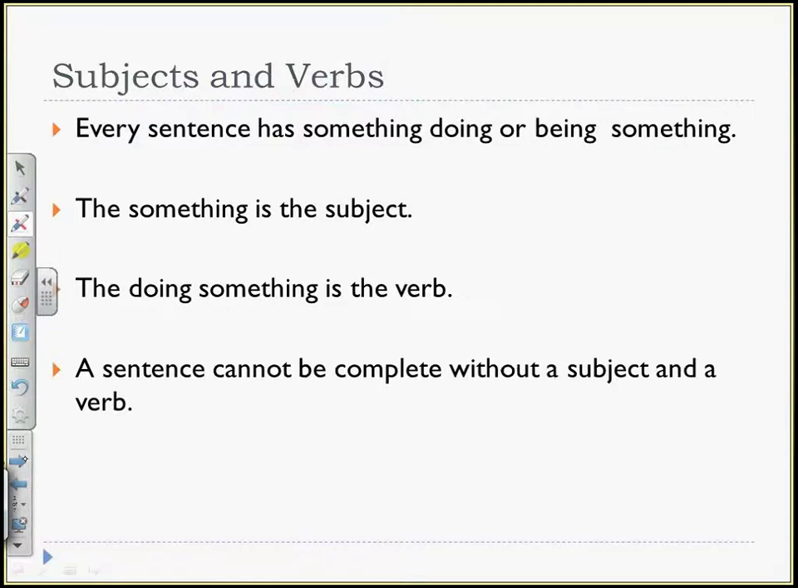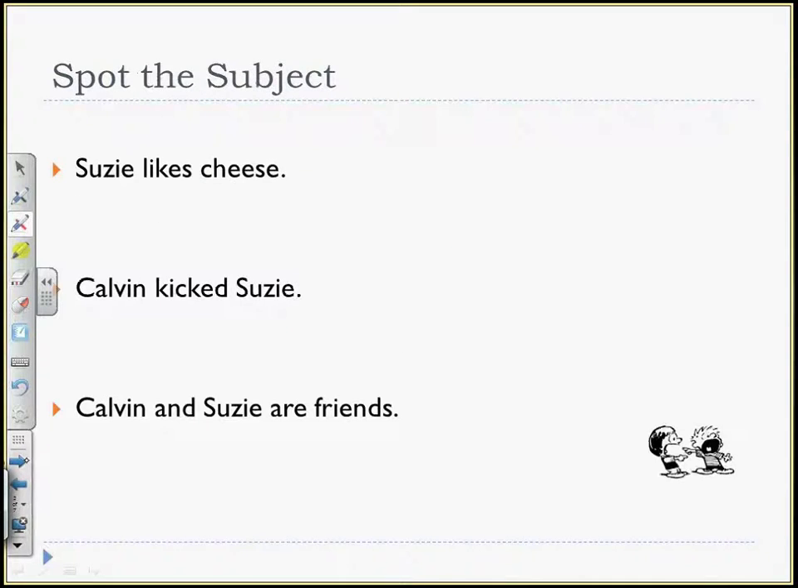So every sentence needs something doing or being something. The something is the subject, and the doing something is the verb. A sentence cannot be complete without a subject and a verb. So let's try to find the subjects and the verbs in this sentence.